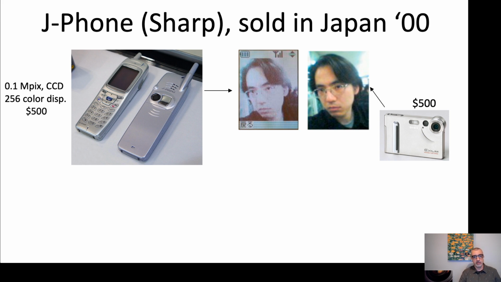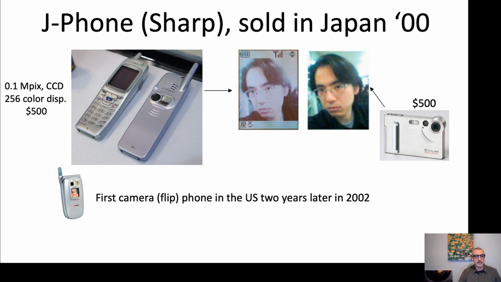And it took pictures that looked like this portrait on the left-hand side. The competing devices, which were the point and shoot cameras at the same time, were about the same price, and they took much better pictures. So again, you wouldn't be surprised to hear that these didn't really sell very well.